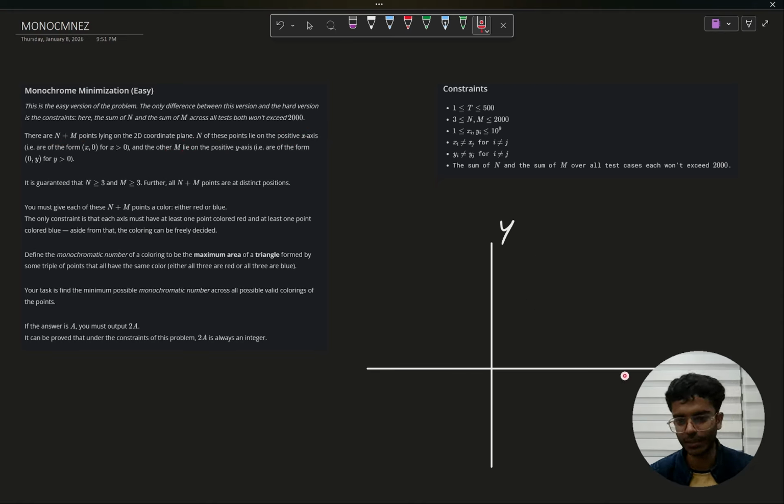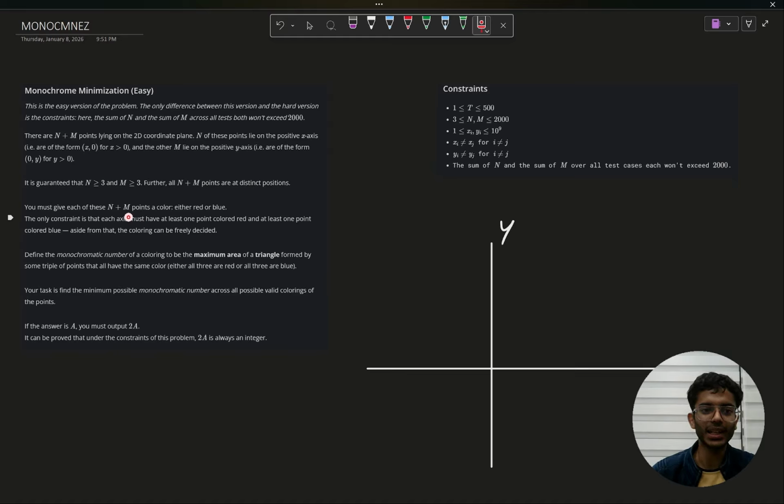So if this is our coordinate plane, then n points lie on this positive x-axis and the m points lie on this positive y-axis. It is given to us that n is always greater than or equal to 3 and m is also greater than or equal to 3. And all of these n plus m points are at distinct positions, so no two points are present at the same position.